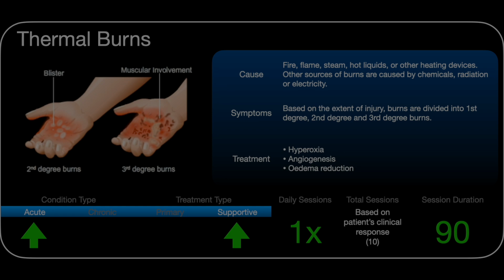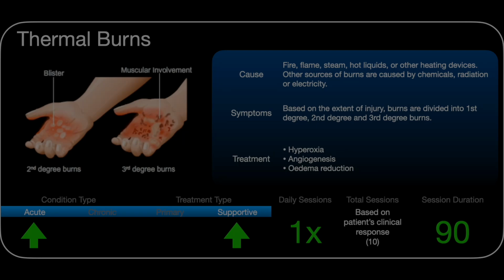Acute thermal burns would be considered an acute condition, and the use of hyperbaric oxygen therapy would be considered a supportive treatment modality. Patients are usually exposed to one session of hyperbaric oxygen therapy per day, up to 10 sessions in total. The cause of the thermal burn can be due to fire, flame, steam, hot liquids, or other heating devices. It could also be caused by chemicals, radiation, or even electricity.